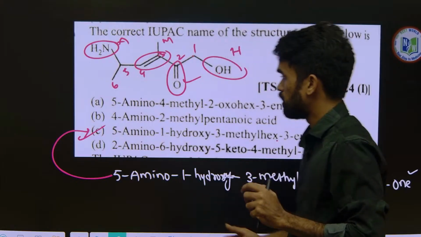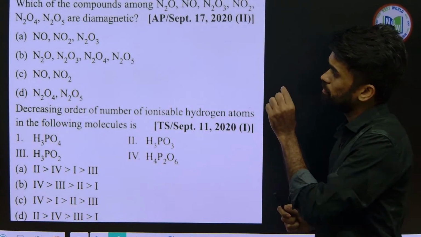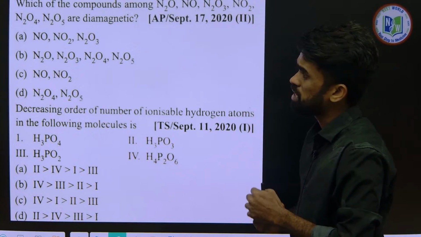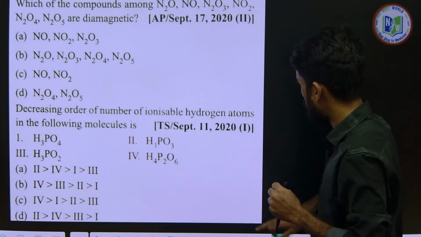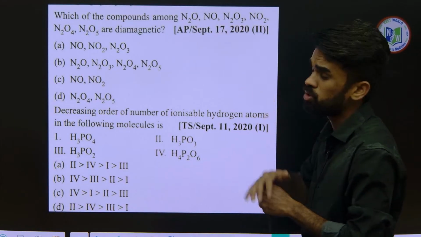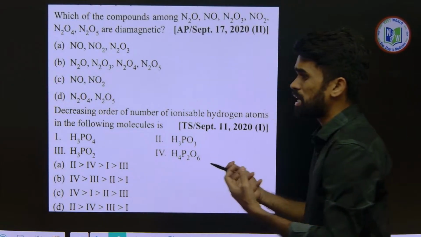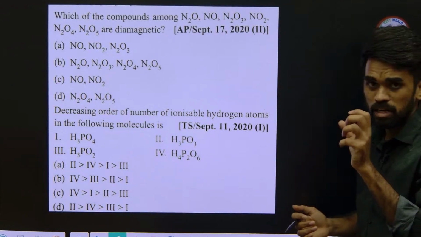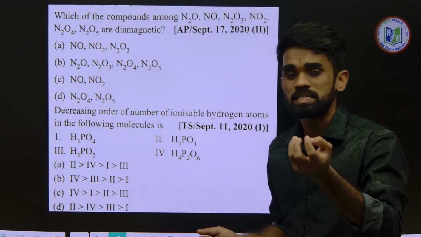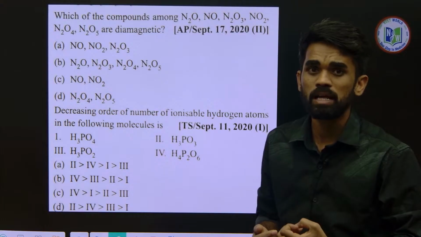Okay, right. Look at this. Again, this is a very basic concept from inorganic. So how can you answer this type of question? Among the following compounds, which are diamagnetic? Very easy. See, diamagnetic or paramagnetic depends on what? The number of unpaired electrons. If any substance contains unpaired electrons, we can say it is paramagnetic. If no unpaired electrons, diamagnetic.